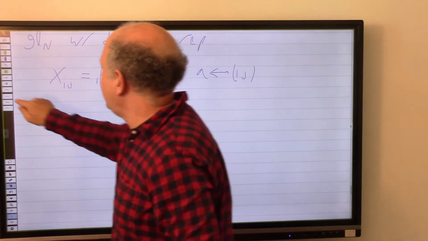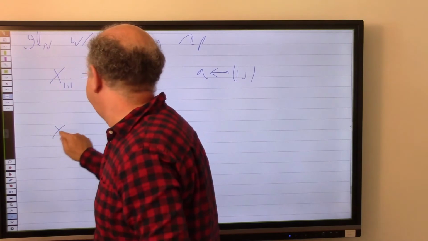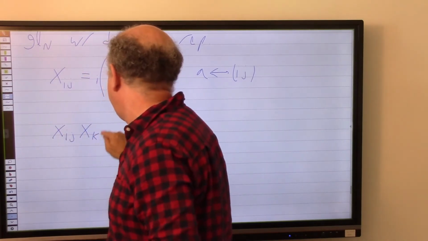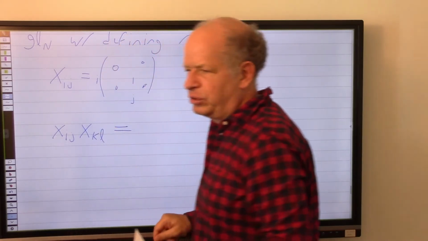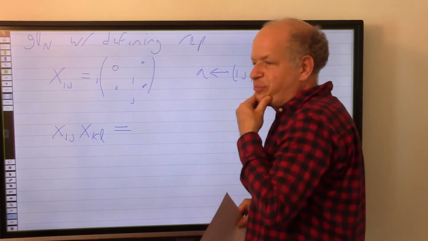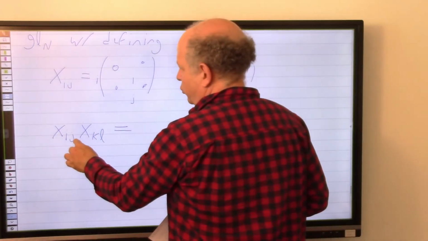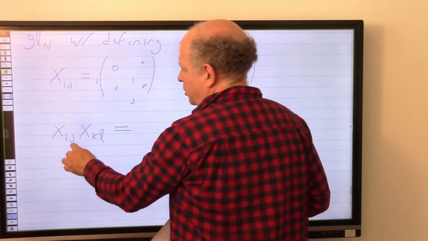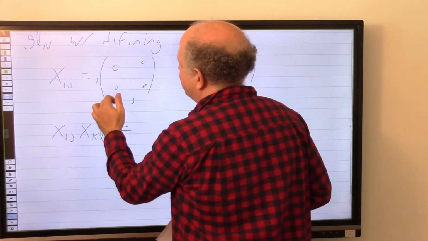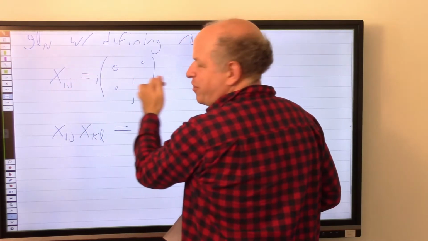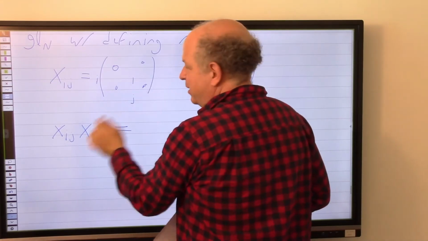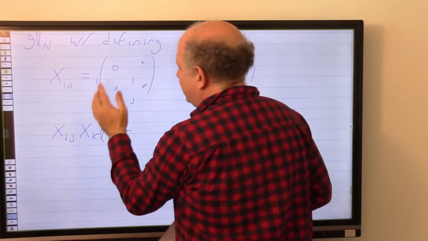Now, there are very simple rules for how to compute with these matrices. Namely, x_ij times x_kl is equal to, so I don't know if anybody remembers the rules of matrix multiplication. So basically, the ith row of the output is determined by, well, no, let me say it differently.